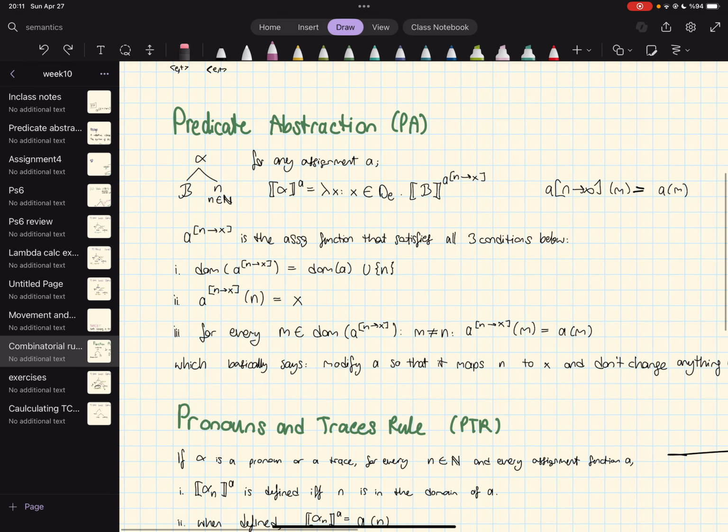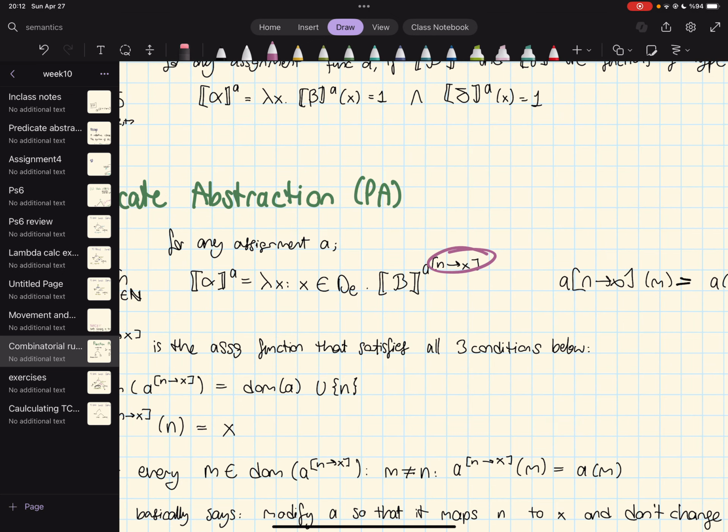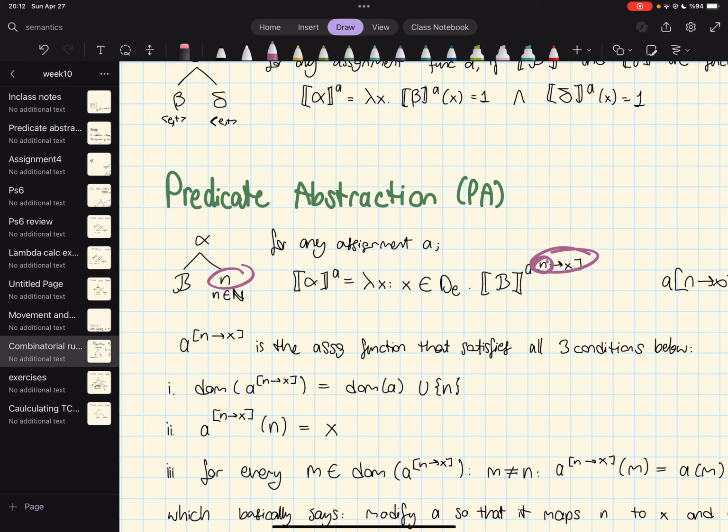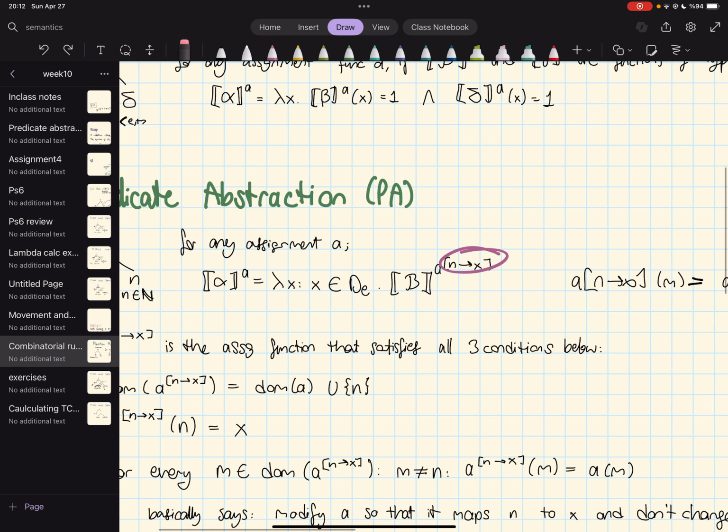Our last combinatorial rule is predicate abstraction. Predicate abstraction is used when we have an index, a natural number, in our syntactic tree, in our logical form. So for any assignment A, the denotation of alpha, which is the mother, such that it has beta and a natural number n as its daughters, is lambda x such that beta is in the domain A, such that A maps n to x. The natural number n, which is in the logical form as well, will be mapped to x, the very same x in our lambda.